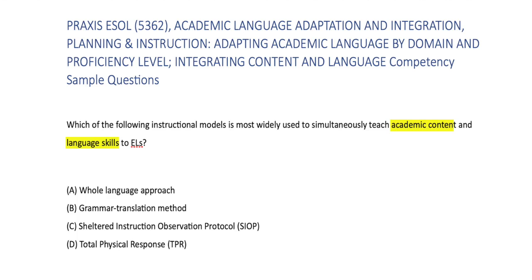With that in mind, we can start with the whole language approach. Option A would not be our best choice because it emphasizes literacy without structured content integration. It's not specifically designed to blend academic content with language objectives for ELs. Next up, we can eliminate option B. Grammar translation method focuses on translation, not content instruction.